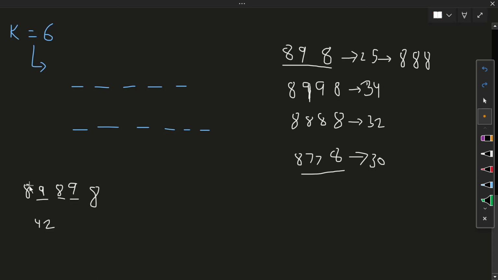On the left hand side and on the right hand side we want to store 8, and in the middle we want to store 8, like here the value is 888. So in the middle we want to store 8, and on the remaining places we can fill 9. That's about the odd case.